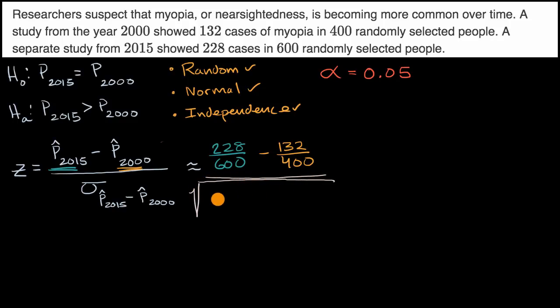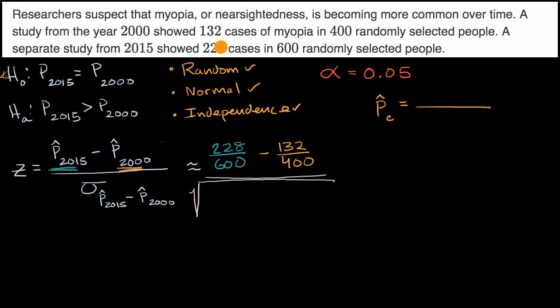And what we use in the denominator here, under the radical sign, is the combined proportion. We could write that as p hat sub c. And the reason why we use the combined proportion, we've talked about this in previous videos, is remember, when we do a hypothesis test, we assume that our null hypothesis is true. And if our null hypothesis is true, there's no difference between the proportions in 2015 and 2000. And so to get a better estimate of the true proportion, we should just add up our samples.